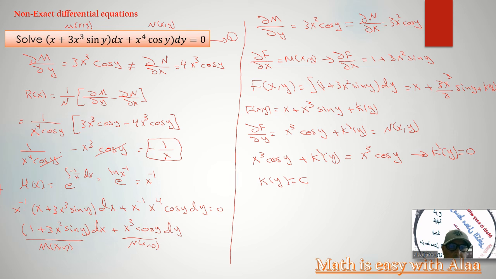So substitute the value of k(y) in equation 2. It will be x plus x³ sin y plus c. This is f(x,y). This is the solution.